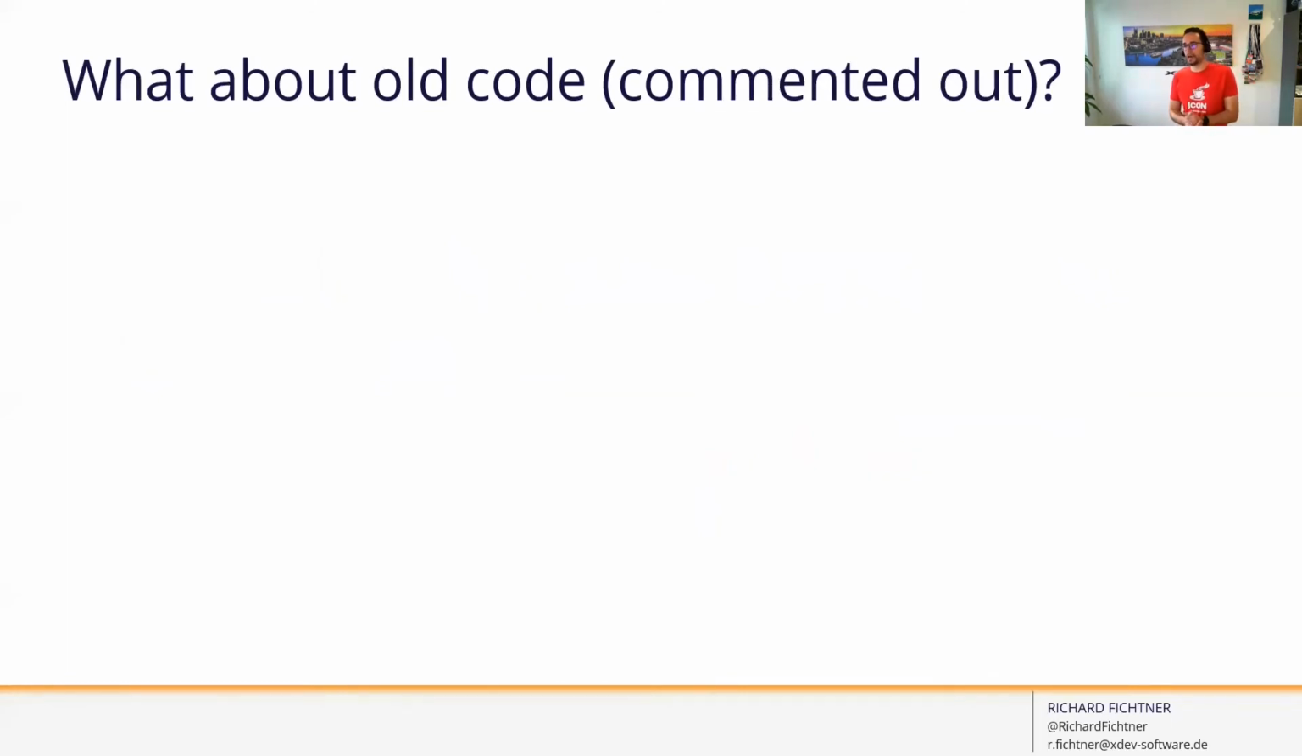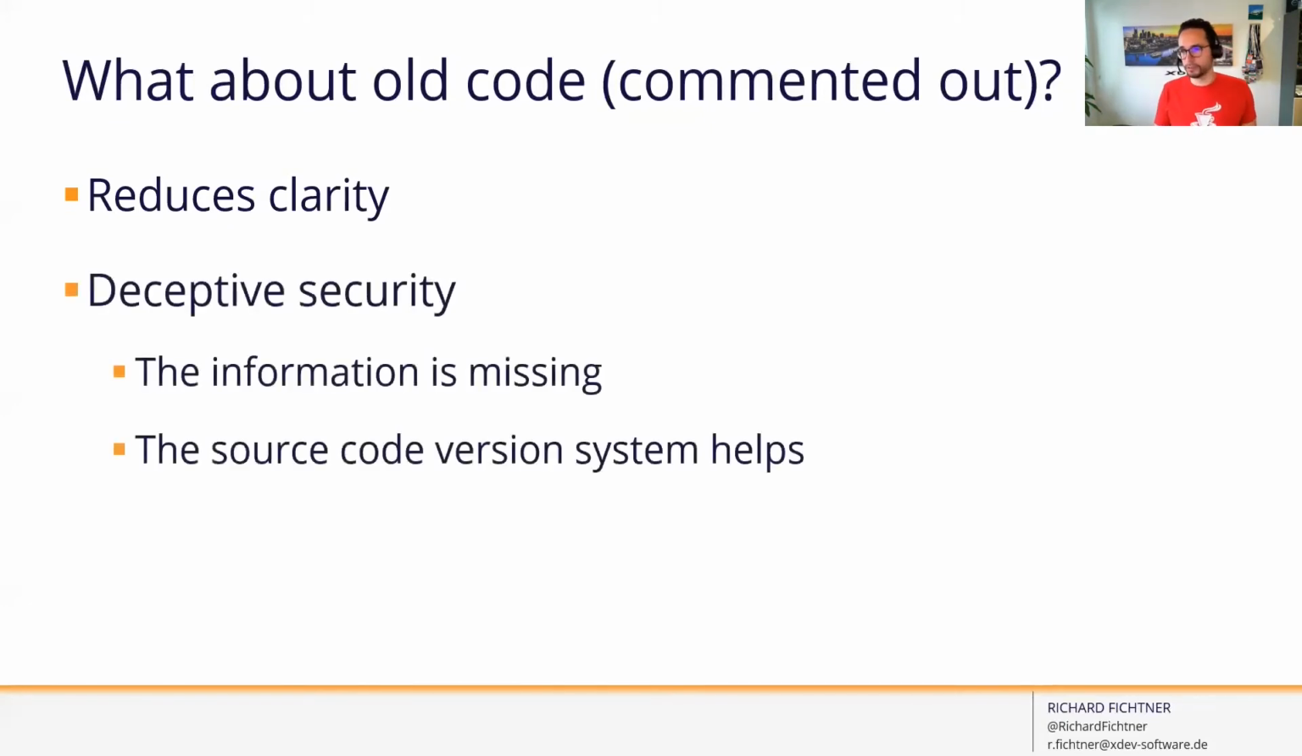Okay, let's find out about old code, commented out code, and what we want to do with it. It reduces clarity in your code, but I really need it, right? I need this code. It has to be there, right? No, don't. This gives you a false sense of security. There are a lot of things missing. If you just comment out the code, you don't know why you did that. Sometimes people write it next to the code, but you can't count on that. That's horrible. Just delete it, commit it, and write a really nice commit message in your source code versioning system. That will help, and you can always get it back.